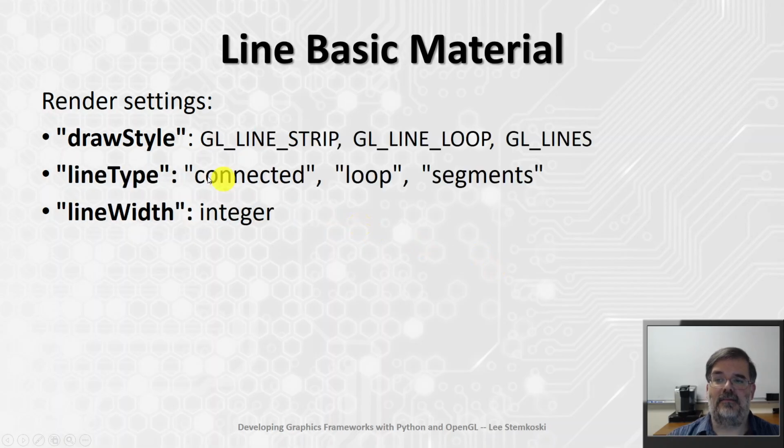All right, for the line basic material, again, the draw styles, there's 3 different styles. The line strip, which is connected, or line loop, which connects first to last, and GL lines, which just pairs them off. So it'll be easier as developers to maybe remember these strings instead of the OpenGL constants. So we'll also create a line type render setting, which would be one of these strings, which can then set the draw style accordingly. And since we're using lines, we also might want to be able to set the width of each line. So let's go ahead and head back to Sublime Text.